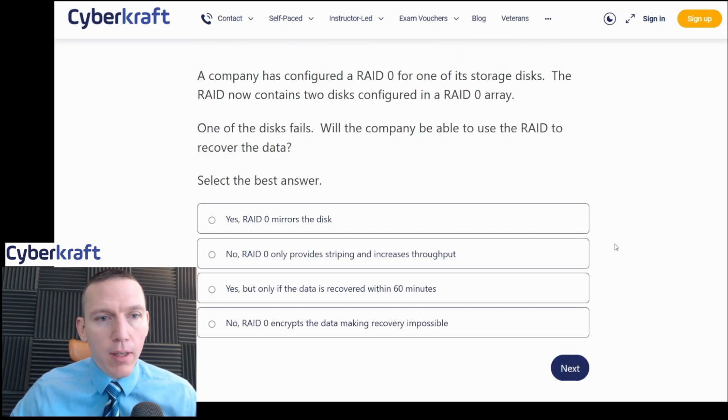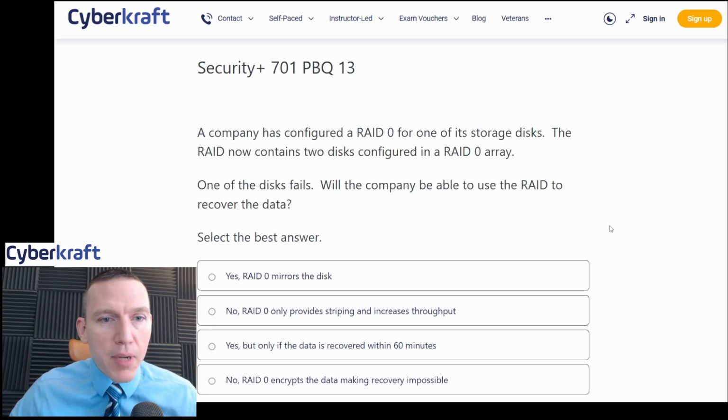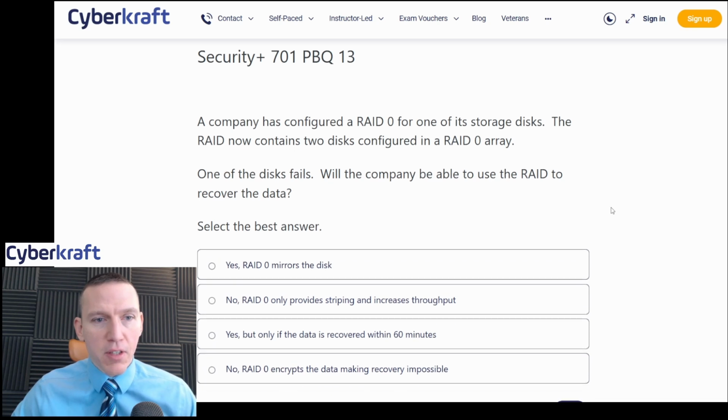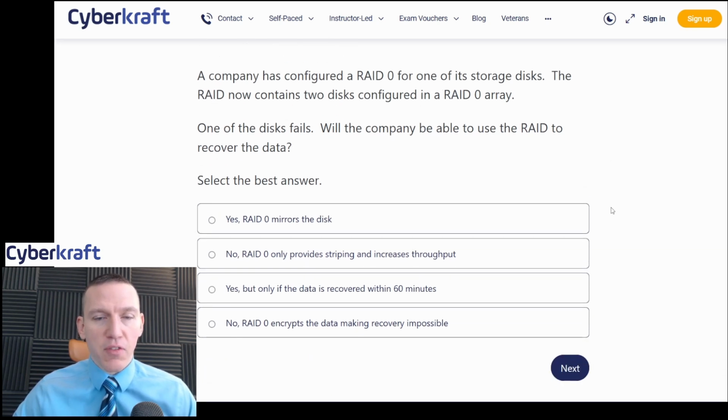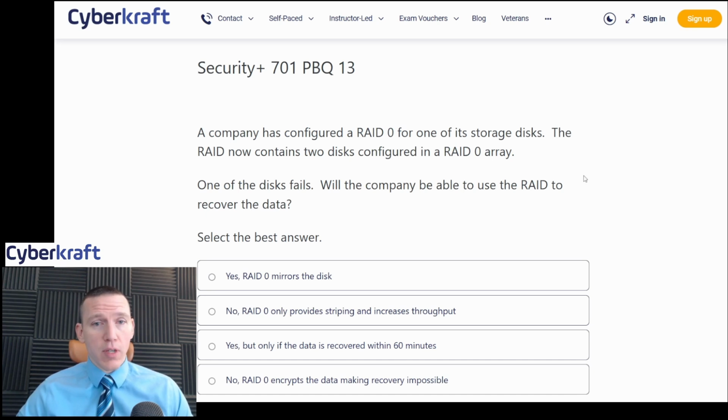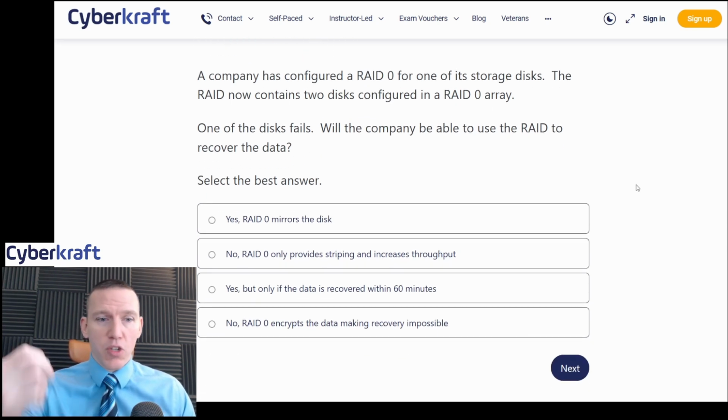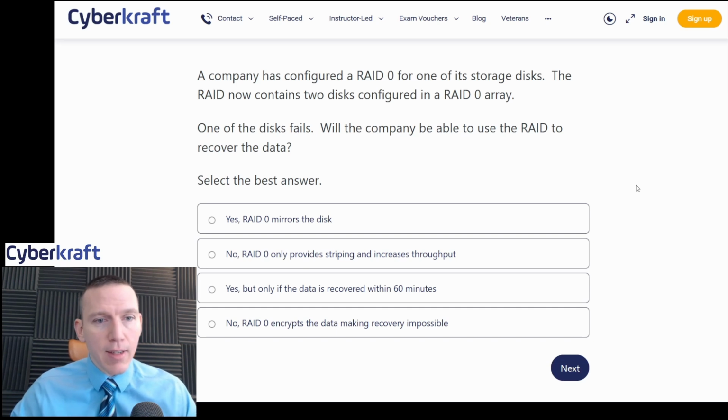Okay, a company has configured a RAID 0 for one of its storage disks. The RAID now contains 2 disks configured in a RAID 0 array. One of the disks fails. Will the company be able to use the RAID to recover the data? Okay, so RAID 0 is just striping. That just increases the speed at which you can read and write the data. So it's going to be no.